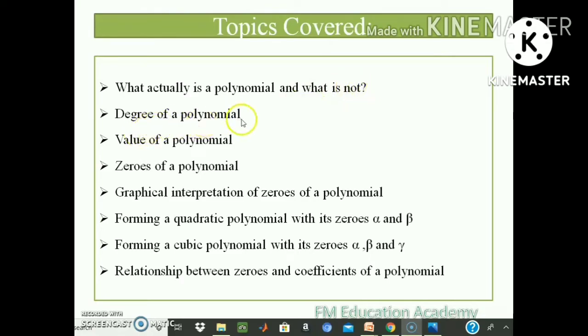What is the degree of a polynomial? What is the value of a polynomial? What do we mean by zeros of a polynomial? How to plot zeros of a polynomial graphically? How to form a quadratic polynomial with its zeros? How to form a cubic polynomial with its zeros? And what is the relationship between zeros and coefficients of a polynomial?